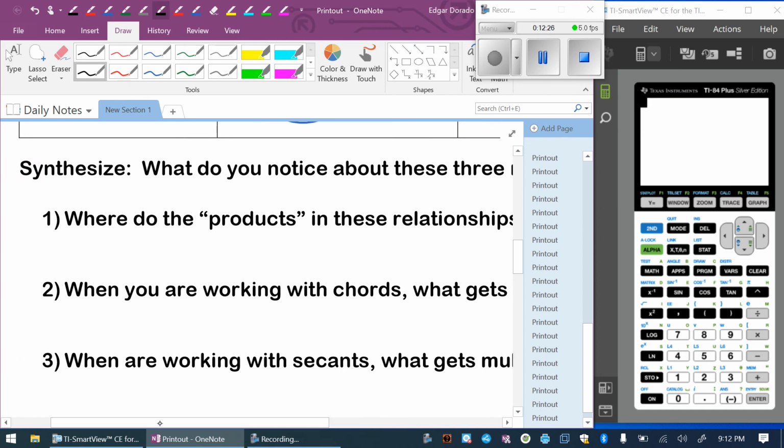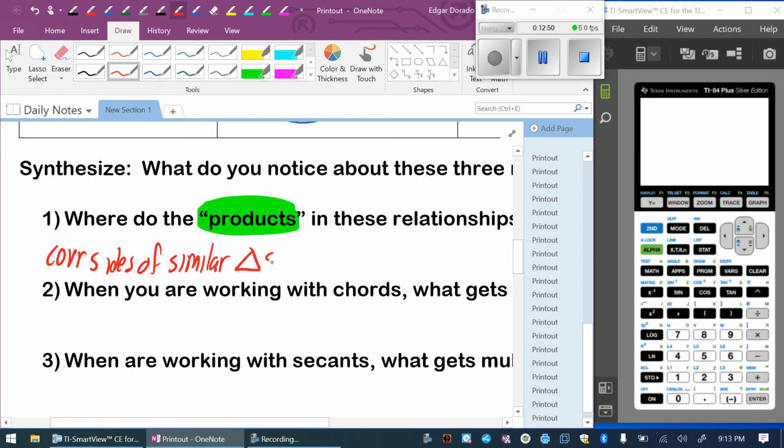Now think about that, guys. What do we know about similar triangles? Okay, and this is a key word right here, guys. So here's what it is. Where do these products come from? Where do these relationships come from? They come from the fact that if I can prove that there's similar triangles there, we know that corresponding sides of similar triangles are proportional.